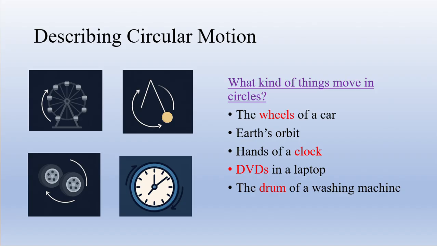It's quite easy, but it's just to give you a little bit of a feel for the topic. So obviously you've got the wheels of a car. You have the Earth's orbit. I know that's elliptical, but it can be treated as moving in a circle. You've got the hands of a clock. You've got DVDs in a laptop. Actually, I don't know if people still use DVDs, but that's okay. And you've got the drum of a washing machine. There are plenty of other examples, but this is just a few basic things so that we can dip our toe in the water.